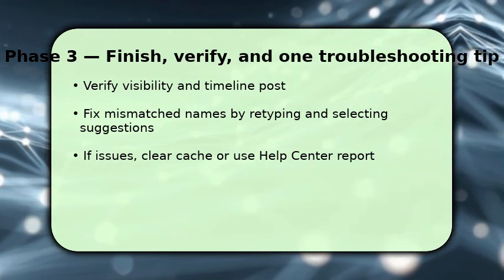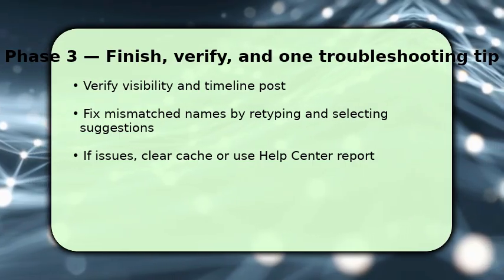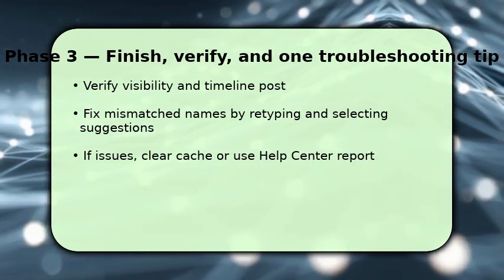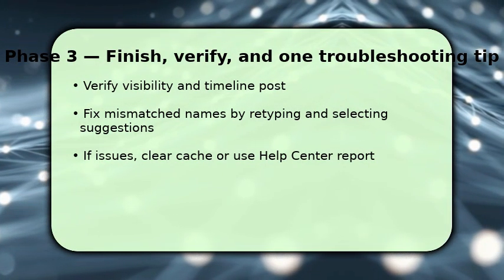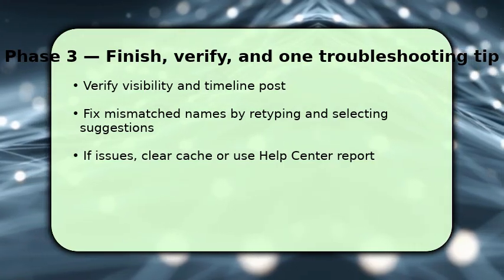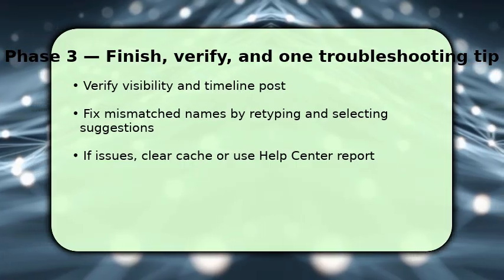If the city doesn't appear, retype it fully and pick the exact suggestion. Partial matches can create duplicates, so be precise. Once done, clear app cache or log out and back in if changes don't show. If problems persist, use Facebook's Report a Problem tool. This escalates sync errors to support for resolution.